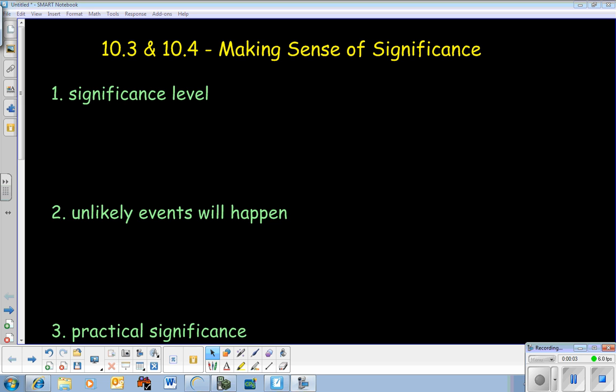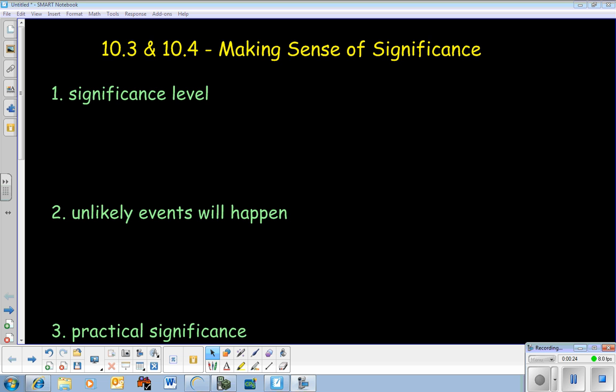Okay, my friends, the good news about sections 3 and 4 is there's no more calculations. There's not really any more big new stuff to learn. 10.1 and 10.2 were huge. Confidence intervals and significance tests were huge ideas. This just kind of puts some more context to it. I'm going to combine them and just hit the high points.